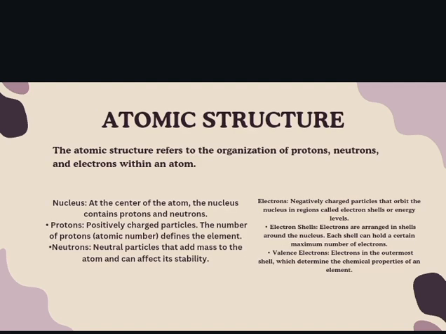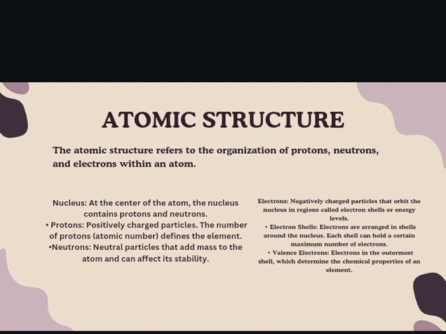Atomic structure. The atomic structure refers to the organization of protons, neutrons, and electrons within an atom. Nucleus. At the center of the atom, the nucleus contains the protons and neutrons. Protons, positively charged particles. The number of protons, the atomic number, defines the element. Neutrons, neutral particles that add mass to the atom and can affect its stability. Electrons, negatively charged particles that orbit the nucleus in regions called electron shells or energy levels.